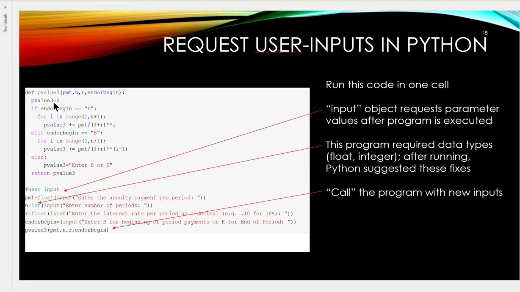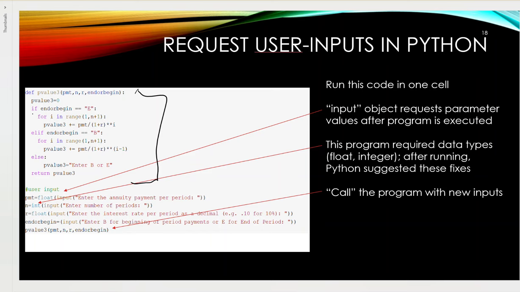What if I write a program in which I ask the user to input the parameters, say number of payments? Then what I can use are these input codes. So notice I have this program written here. It's called P value 3. It's the same code as before.